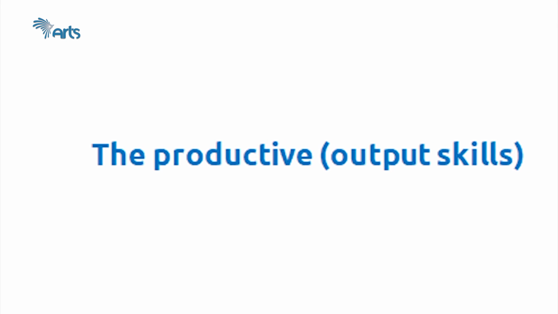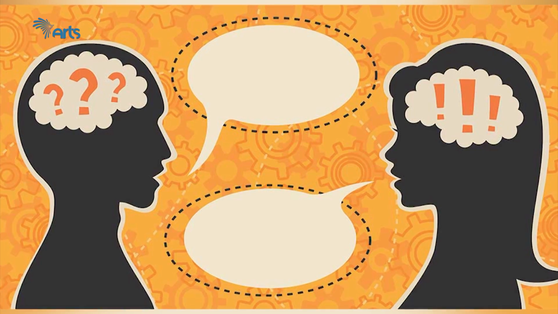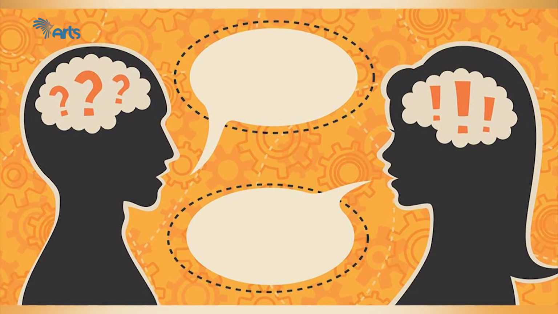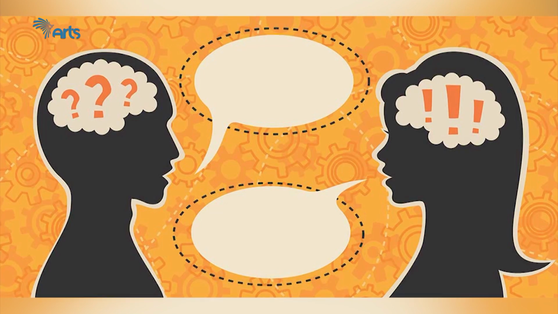So let's look at the productive or output skills. These are the speaking and writing skills. They are referred to as productive skills because when you have information or ideas to share, you will need to apply these skills to produce or create language to communicate your ideas, your thoughts, and express yourself to others.